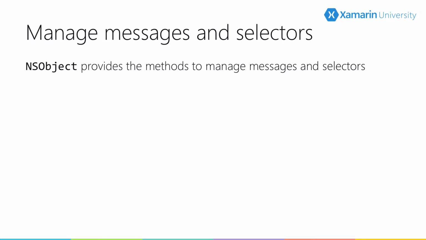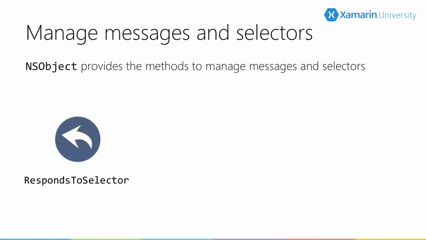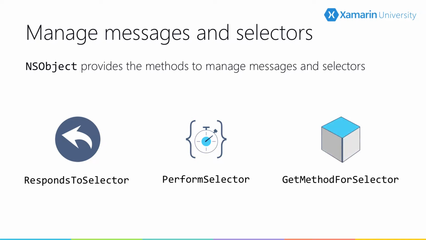NSObject is a complex class. However, there are a few relevant methods when dealing with selectors, and which will now be available on your NSObject derived instance. First, you'll notice there's a respond to selector. This is going to allow you to test whether this object recognizes the specified selector. You will also find a perform selector. This is going to allow you to perform the specified selector. And then lastly, there's a get method for selector, which returns the address of the receiver's implementation of a method so that it can be called as a function.